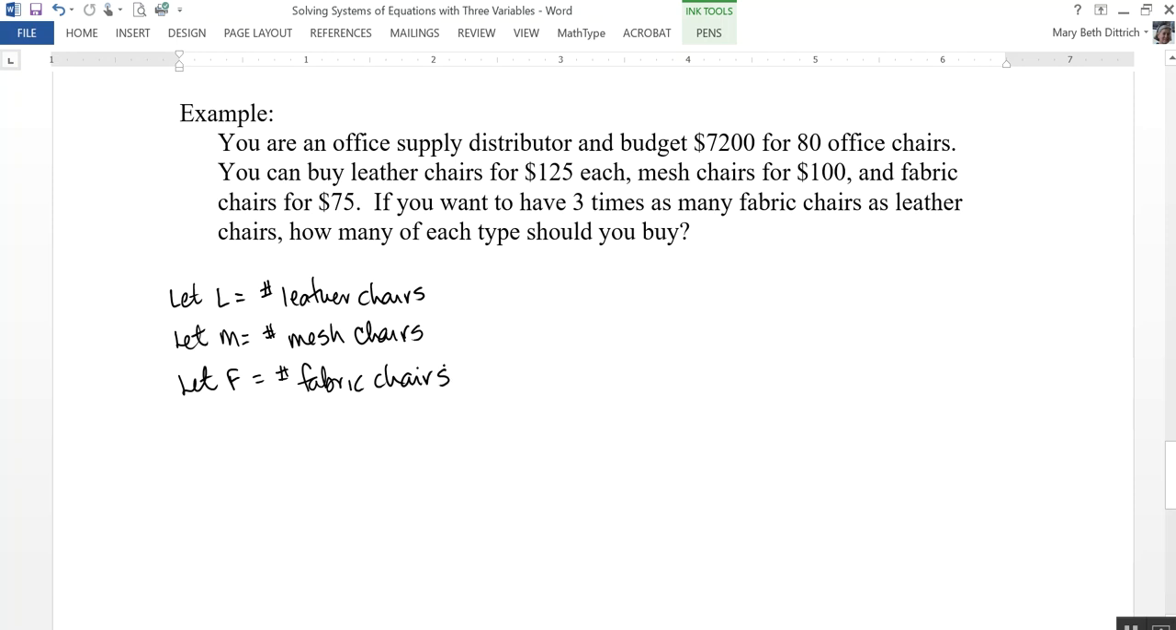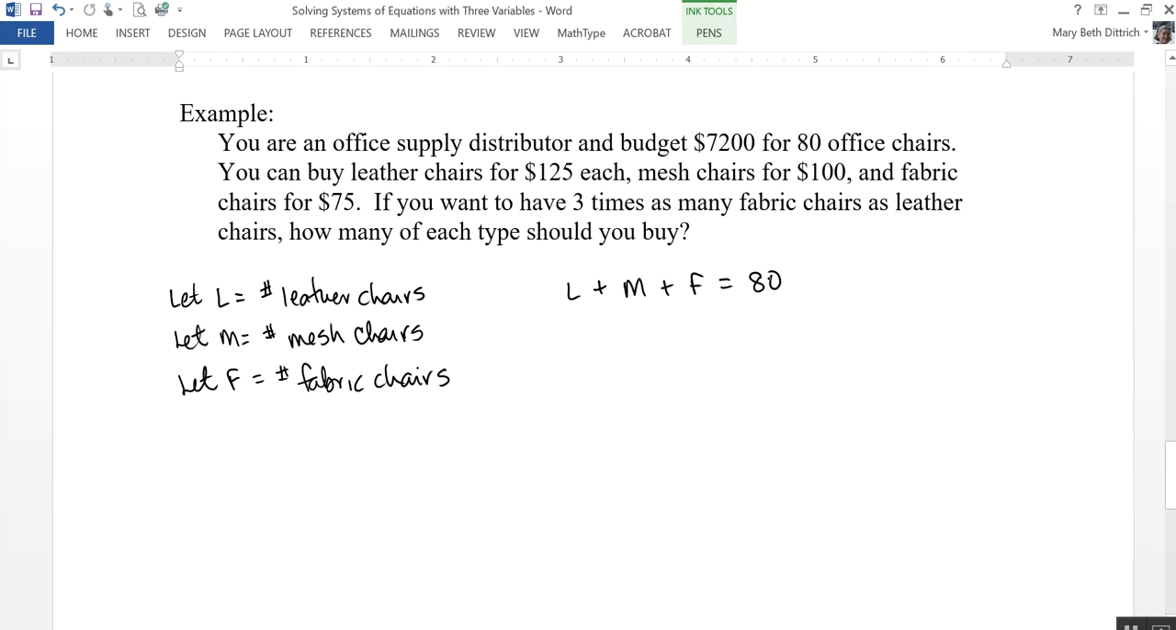Since I have three variables, I have to have three equations. So let's see if we can make three equations out of this. Since my variables stand for the number of each type of chair, and I know there's 80 chairs, that means the number of leather chairs plus the number of mesh chairs plus the number of fabric chairs has to equal 80 total chairs.